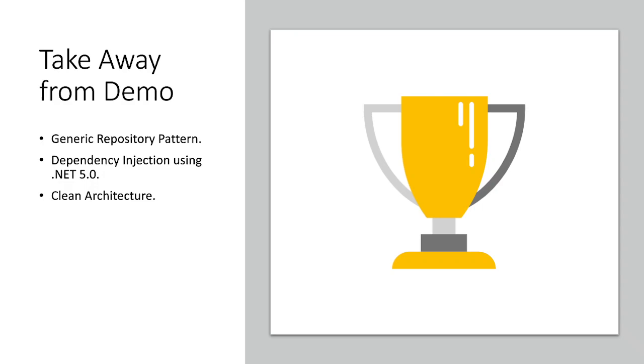So the takeaway from this demo is that we have learned the generic repository pattern. We have seen a glimpse of dependency injection using .NET Core 5 and a glimpse of clean architecture. So that is all for the demo today.